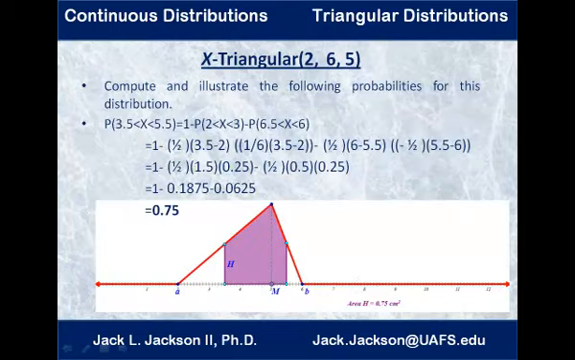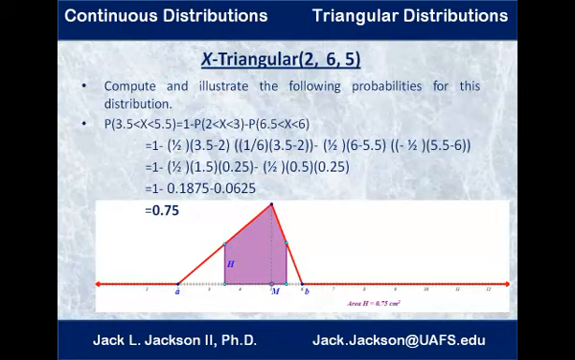Okay, finally, I think we had one more exercise, and that was to find the probability that x is between 3.5 and 5.5. And if you draw this out, you get this, well, it's actually a pentagon, but it's made up out of two right trapezoids.